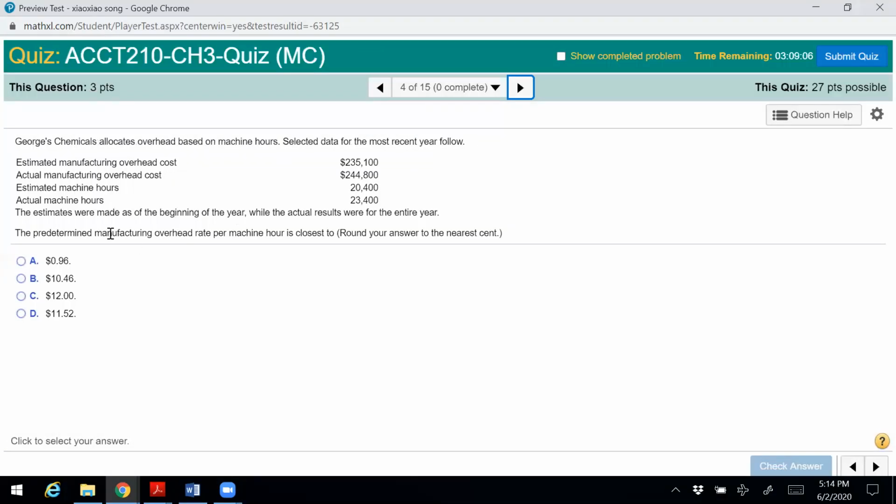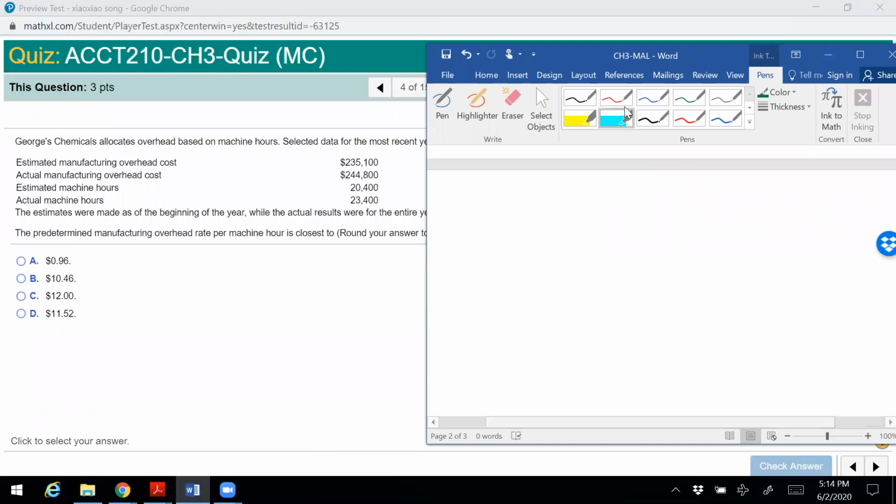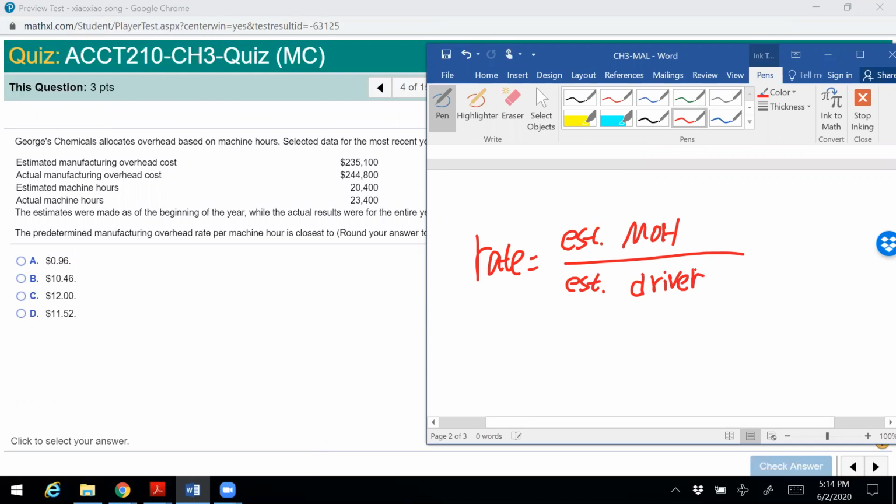Next one, to determine the rate. To get your predetermined manufacturing overhead rate, how do you get it? We said it is your estimated manufacturing overhead divided by your estimated cost driver, right? So this question said you have an estimated amount that is this much. You do not need to know the actual. You just need to know the estimated.